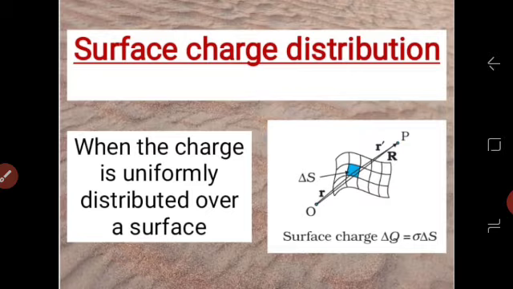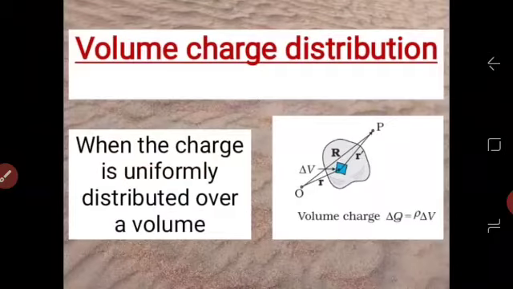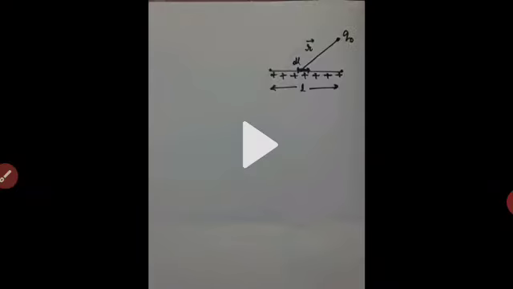The second is surface charge distribution. When the charge is uniformly distributed over a surface, it is called surface charge distribution. In the adjacent diagram, we can see a surface which is uniformly charged. The third is volume charge distribution. This is a three-dimensional study where the charge is uniformly distributed over a volume. So these are the 1, 2 and 3 dimensional studies for the distribution of charge. Let us now see how we proceed to get the equation for each of these.